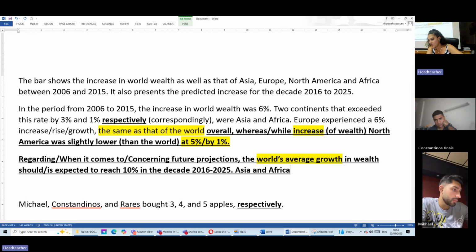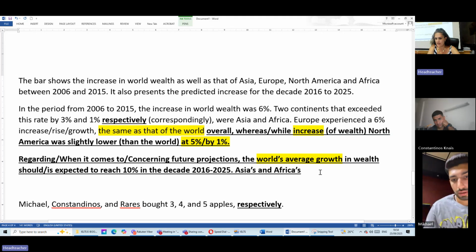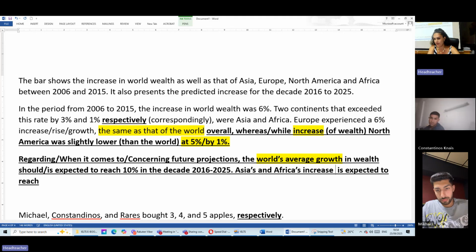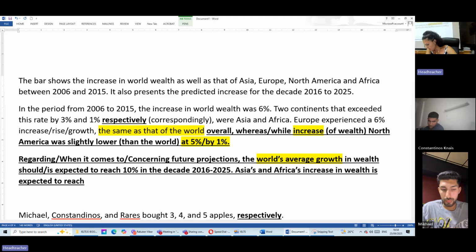Asia and Africa, or Asia's and Africa's increasing wealth? Should I say Asia and Africa is expected to reach? I'm going to make the same mistake again. Africa's increase in wealth, not the country itself, and not the wealth itself. Asia's and Africa's increase in wealth is what is expected to reach. Asia's and Africa's increase in wealth is expected to reach 12%.